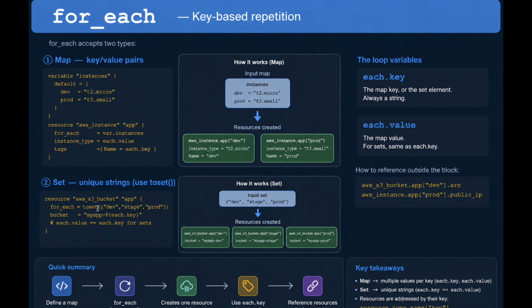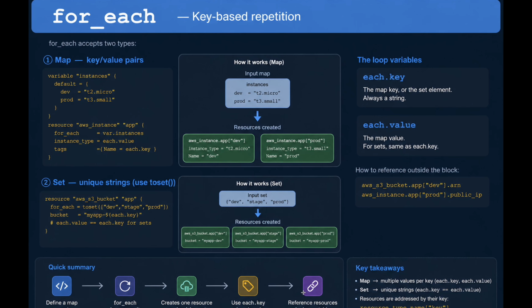So we have three values, which are dev, stage, and prod, and we use the bucket name with each.key. Basically, we have the three inputs dev, stage, prod, so it will create aws_s3_bucket.app for each: for the dev environment it is my-app-dev, same for prod and same for stage. So that is how it works. Quick summary: define a map or set, for_each loops over it, creates one resource per element, and you use each.key and each.value.